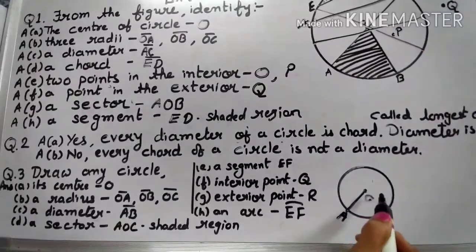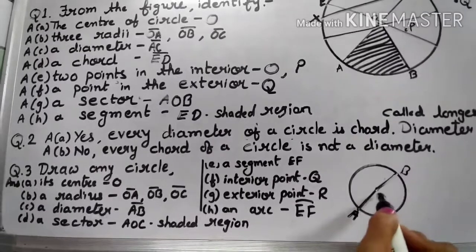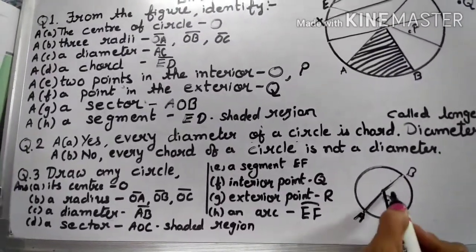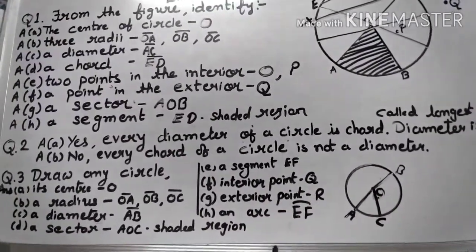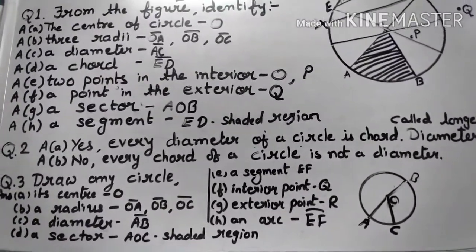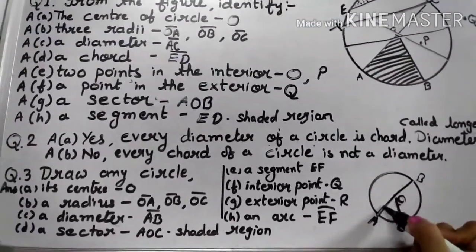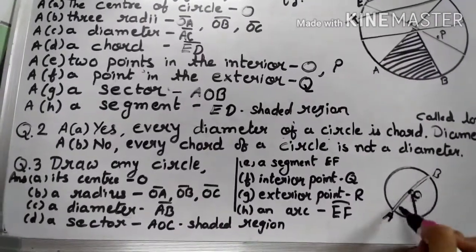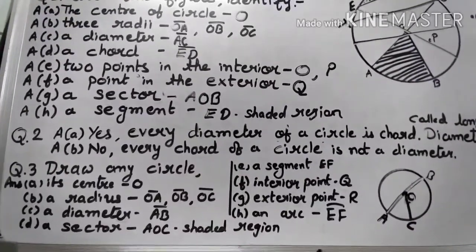Here is your OB, and here is your OC. So OA, OB and OC are your 3 radii in the circle. Now a diameter. Here your diameter is AB. Diameter is AB, the longest chord passing through the center, that is your diameter.